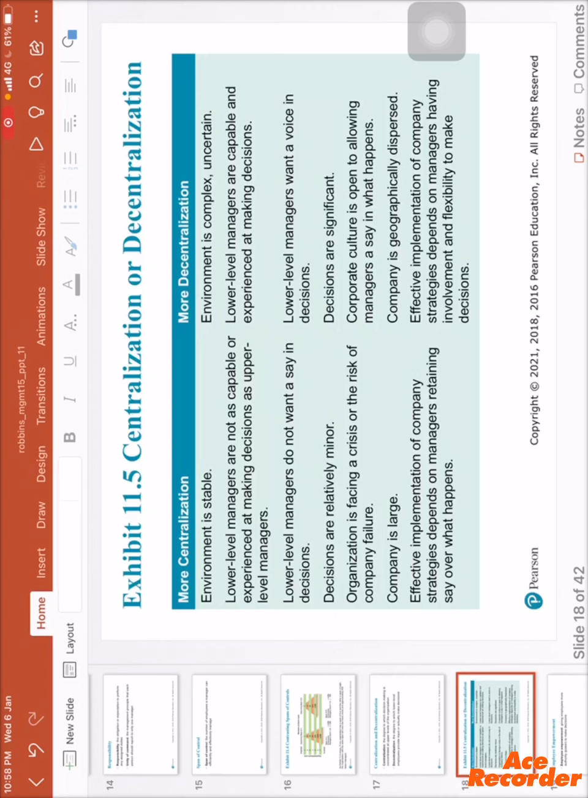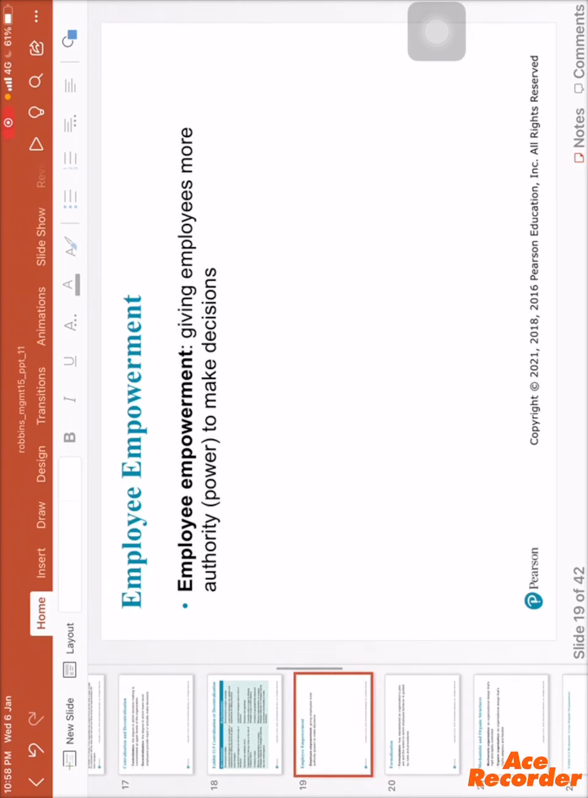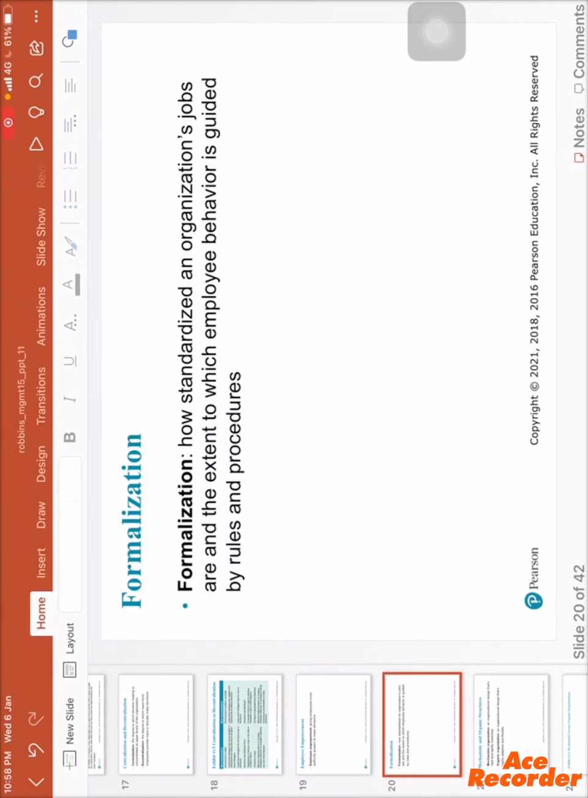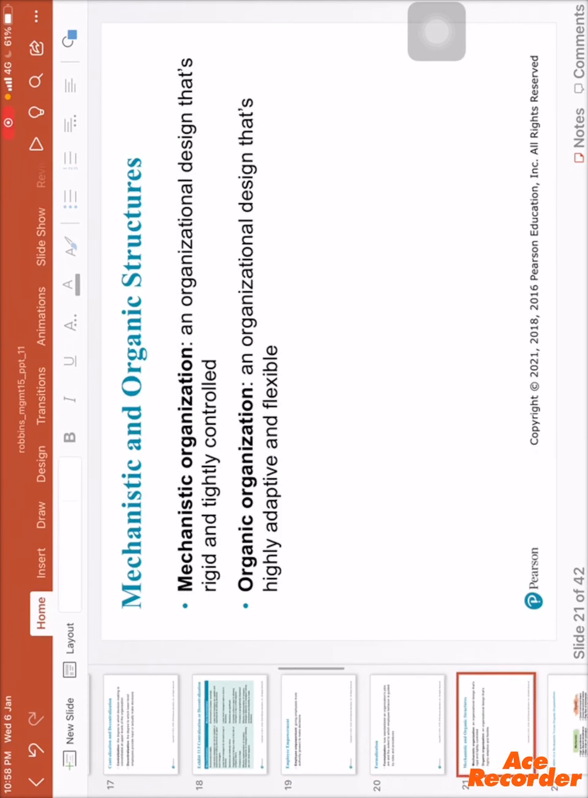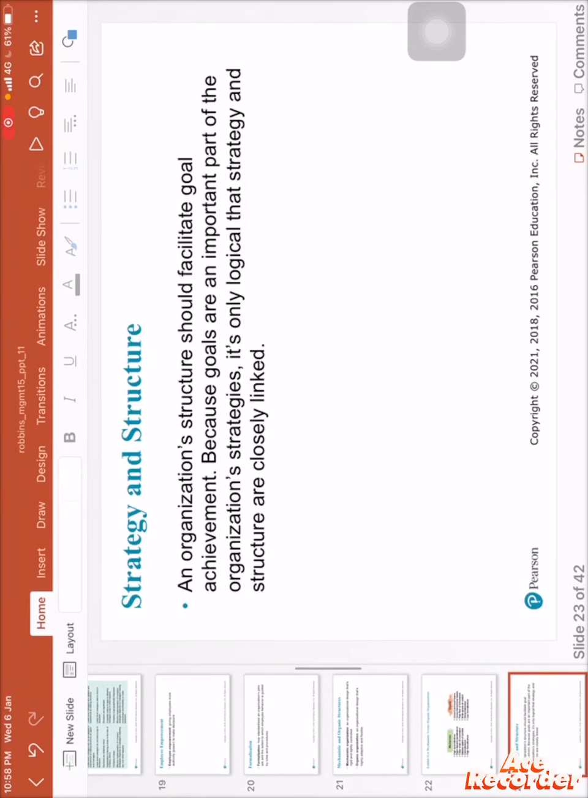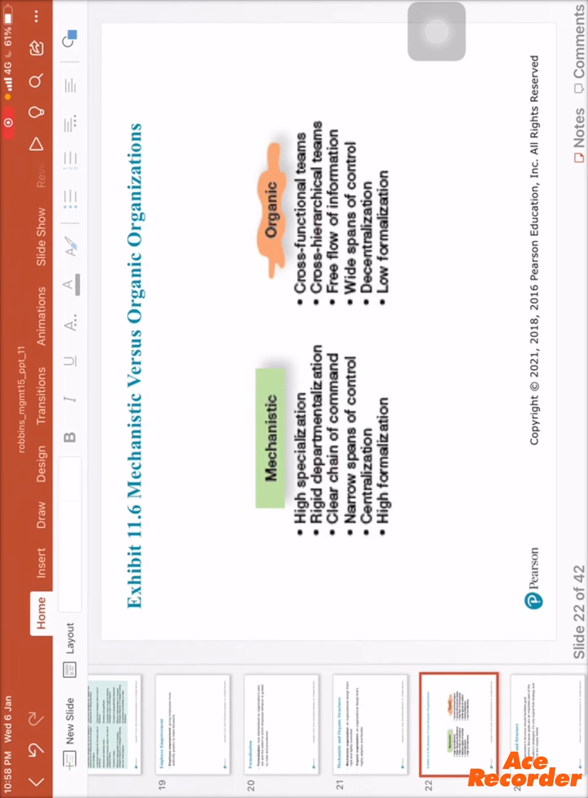So these are examples of what will be suitable for centralized and decentralized. This one you can read yourselves. Alright. Formalization. I think I need to stop, then I will continue with the rest. Okay then, thank you. Assalamualaikum.